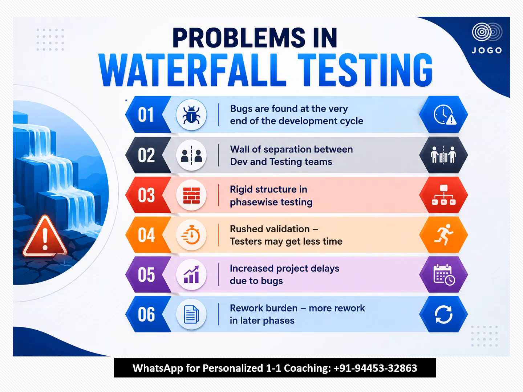And the rework burden will be very high in the later stage. For example, UAT phase bugs will take more time because the developer has to fix again, then do the unit testing, then it will go to system testing, then again it will go to UAT. So if the issues are found at a very late stage, then rework will be very high. So these are all the problems faced in the waterfall testing. So that is why the industry is moving towards shift left testing that we will understand.